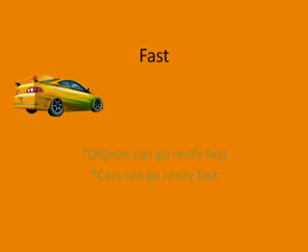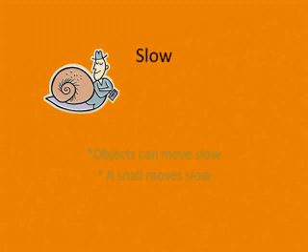Fast is another type of motion. There are several objects in our world that can go fast, but when I think of fast, I think of race cars. There are people that make their living driving fast, such as in NASCAR, driving their cars fast around the track. Slow is another type of motion.